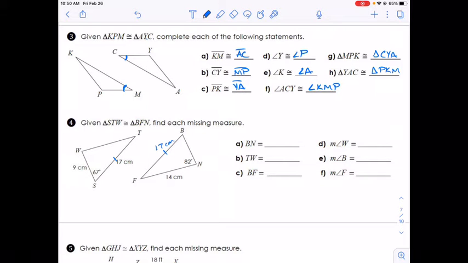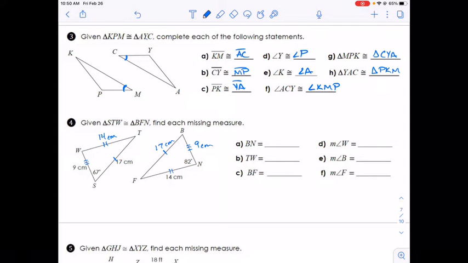Okay, we know TW, put 2 marks for the second one. It's going to match up with FN. So we find FN, and we're going to put 2 marks here, which means this is going to be 14 centimeters. And that means our third side here, okay, SW is going to match up with BN, which is this side over here. So we know these match up, which means this is going to be 9 centimeters.